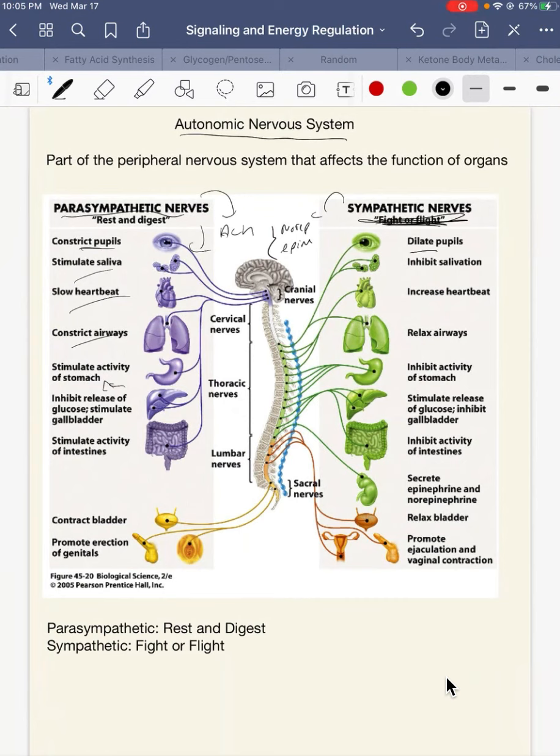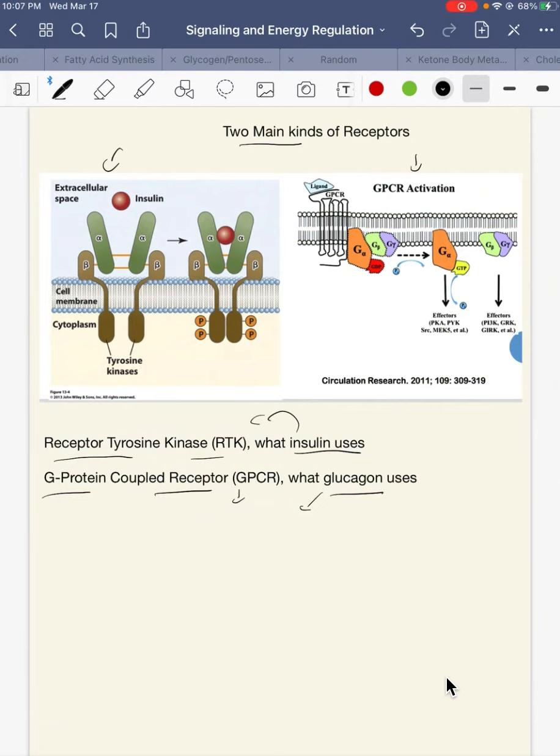Okay, so the two main kinds of receptors we have, we'll go over both. We have the receptor tyrosine kinase, and then we have G protein coupled receptors. For receptor tyrosine kinase, this is what insulin will use. So when we talk about insulin, we'll go over the mechanism of the receptor tyrosine kinase. We also have the G protein coupled receptor, and this is what glucagon uses. So an easy way to remember this, usually I remember G protein coupled receptor starts with a G and glucagon starts with a G. So then I know glucagon uses G protein coupled receptors. So that means insulin has to be the one using receptor tyrosine kinase. So that's kind of an easy way that helped me remember it when I was learning this.